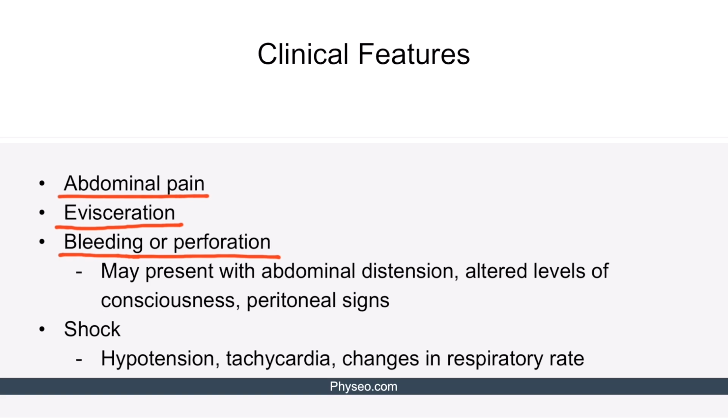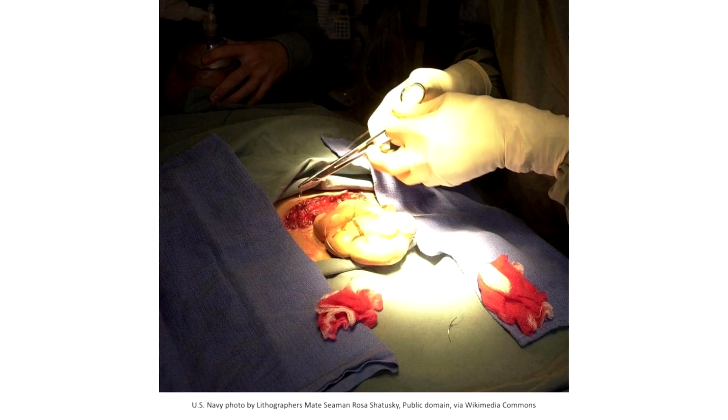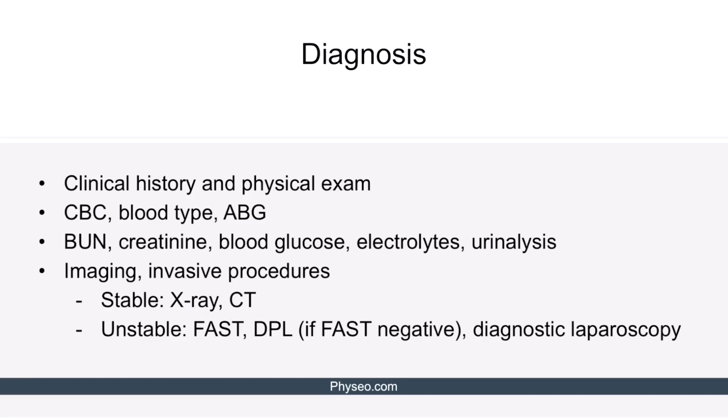When a patient presents with hypotension, tachycardia, or changes in respiratory rate, you should suspect shock due to intra-abdominal vascular damage. Here you see the evisceration following a penetrating abdominal trauma. The most commonly involved organs are the small bowel and stomach. Now let's understand the diagnostic approach.